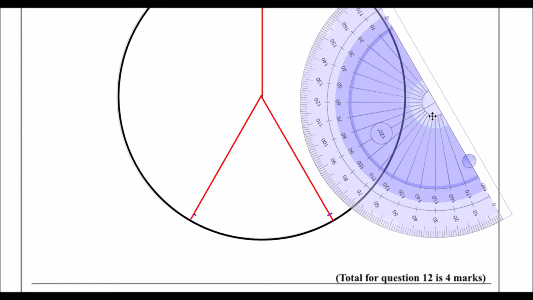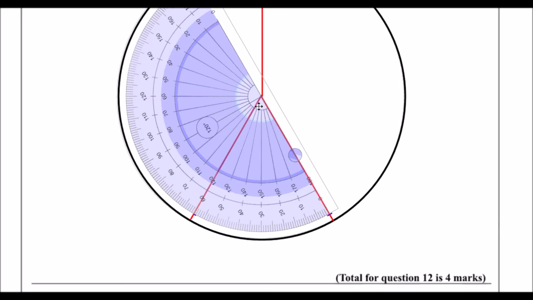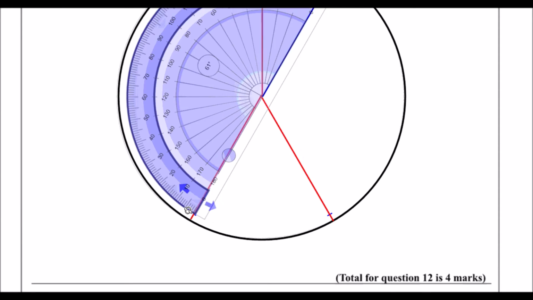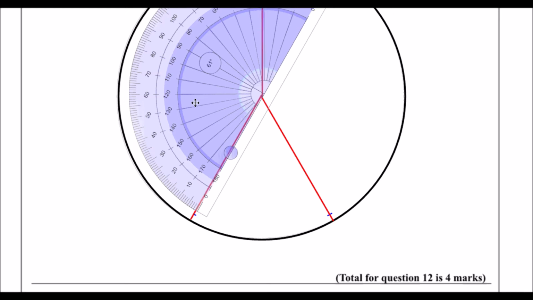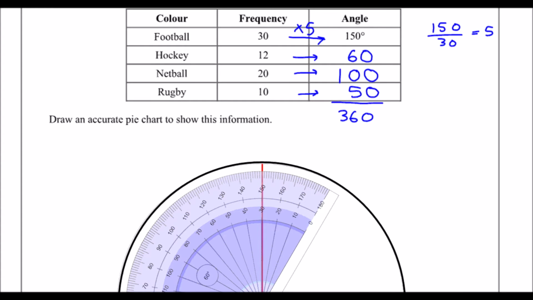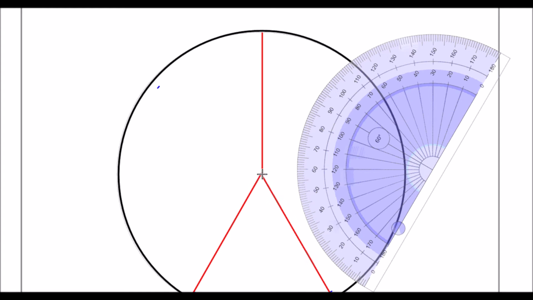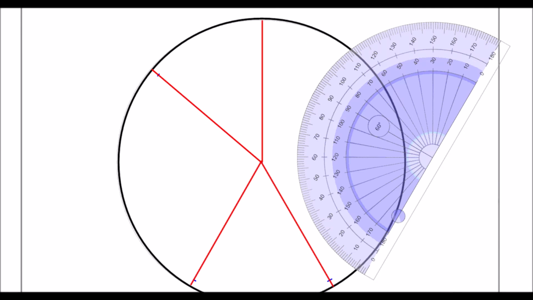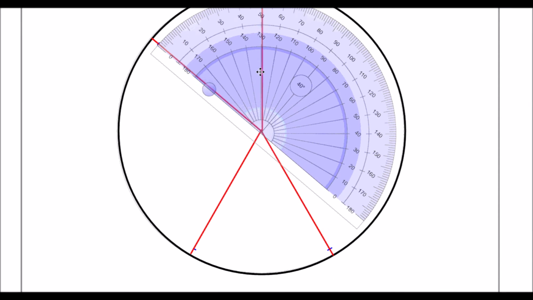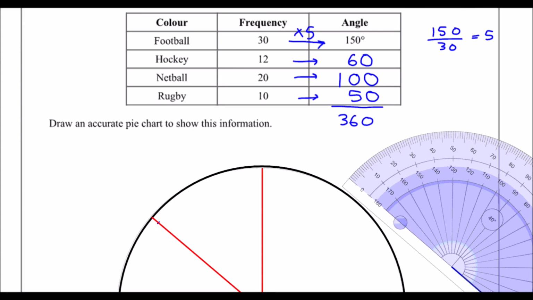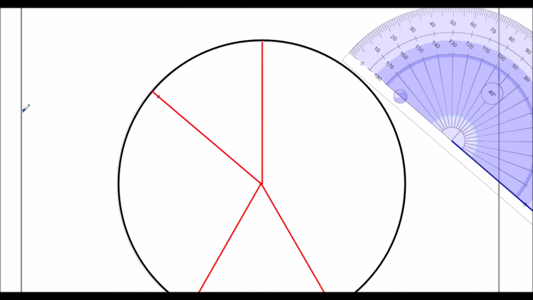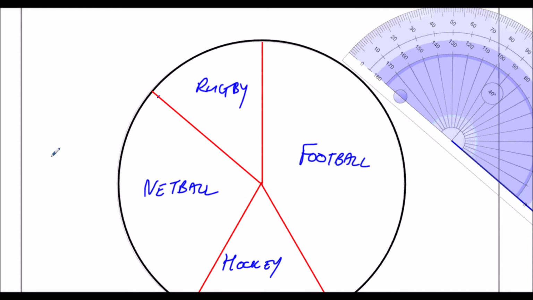And again, spin it around, line up 0 again. And we're measuring 100 degrees. And we can check we should have 50 degrees left. So now we just have to label it. So it's football, hockey, netball, rugby. And there's our pie chart.